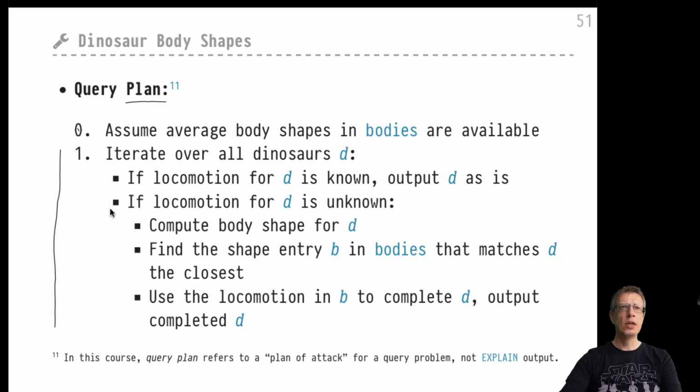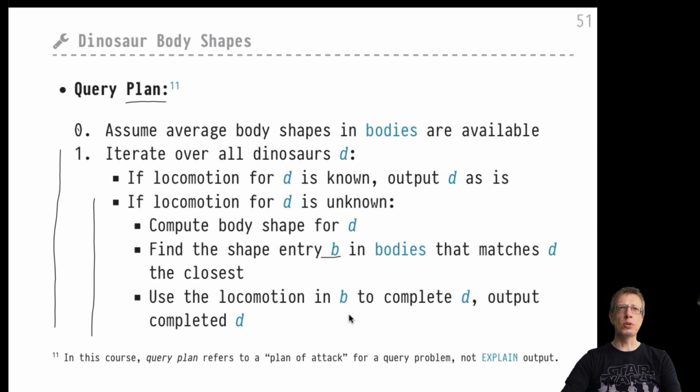It only gets complicated if the locomotion of row D is unknown, so that would be this part. We would then compute the body shape for this particular dinosaur, so the height to length ratio. We can do that. And once we have that, we would look up in table bodies that entry B. There are only two entries there, for the two-legged and the four-legged class of animals. We would look up the entry B whose shape entry comes closest to what we've just computed for D. That would be the body shape or the form of locomotion that we assign to D.